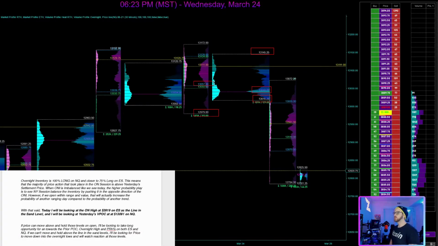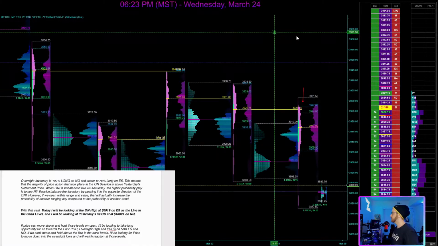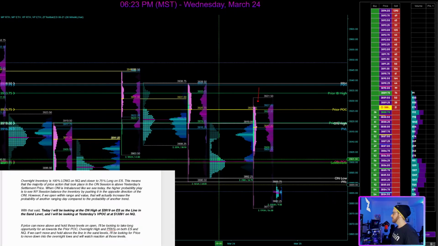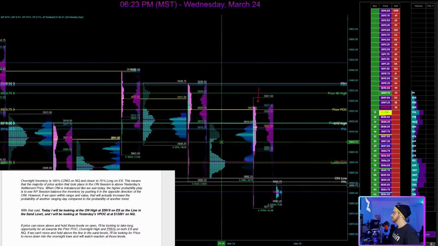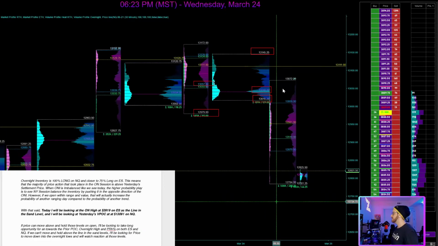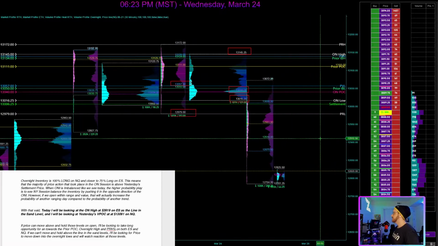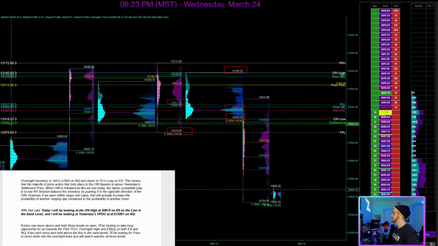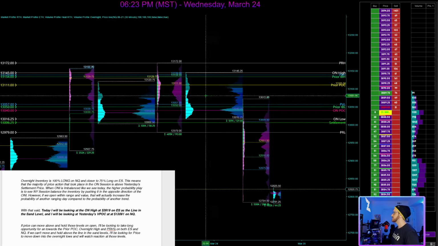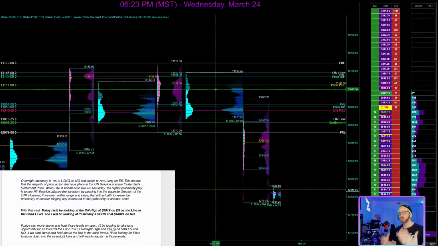Overnight inventory was 100% long on NQ and closer to 75% long on ES, which is still considered quite an imbalance. What I mean by that, for those of you who are not familiar, let me pull my levels back up real quick. You can see we have settlement right here. We have the overnight profile. A large majority of the time and price action was spent above that settlement price. If we do that same thing on NQ, you can see that settlement price was right here, 13,006, and the entire overnight profile was indeed above settlement price. So that means that overnight inventory is 100% long.